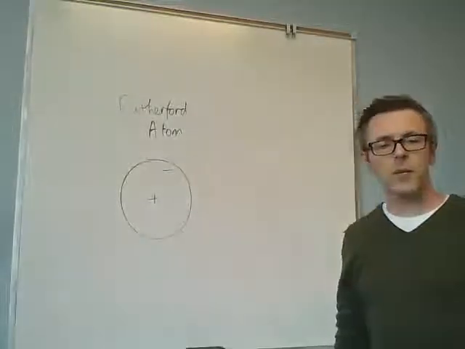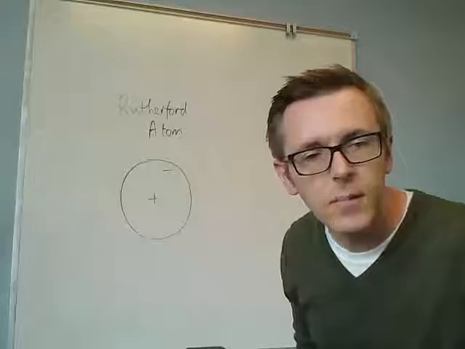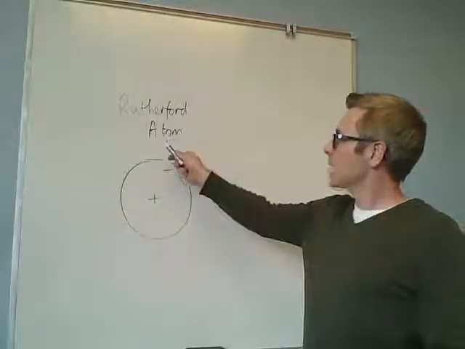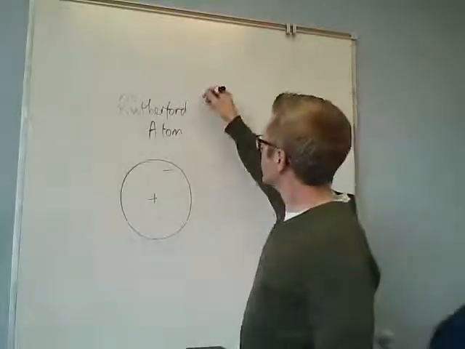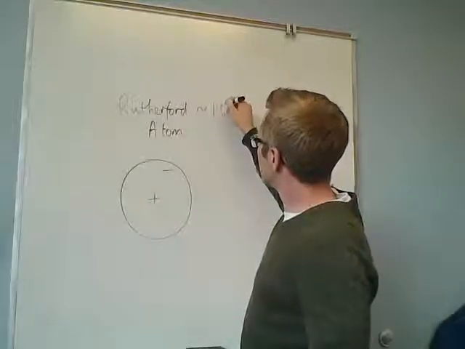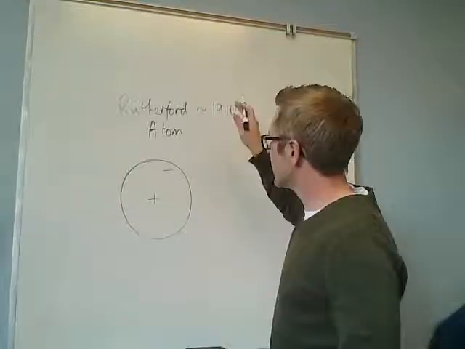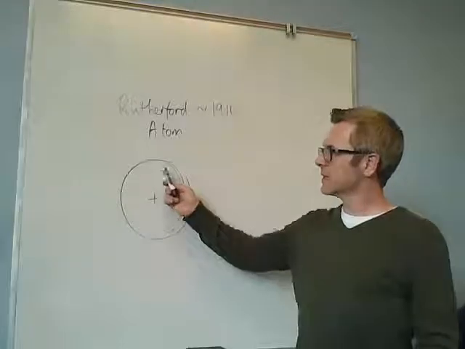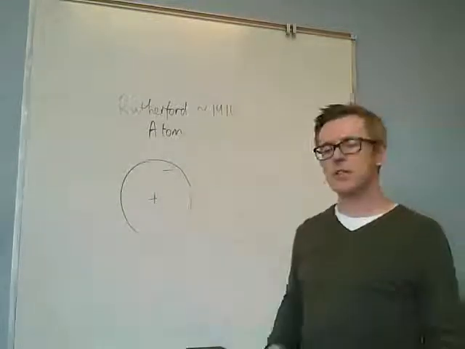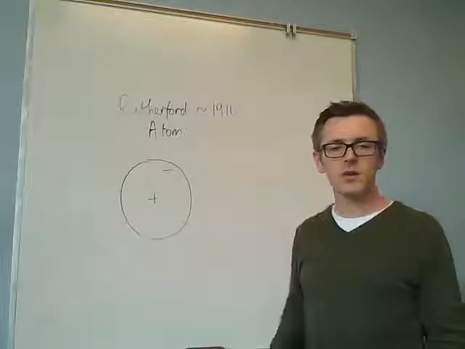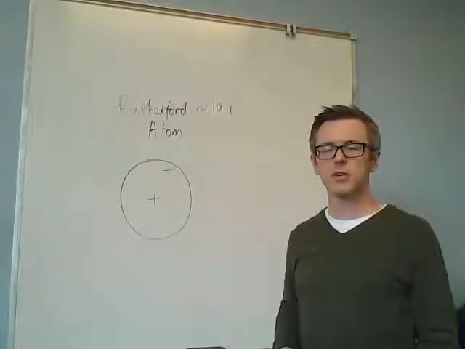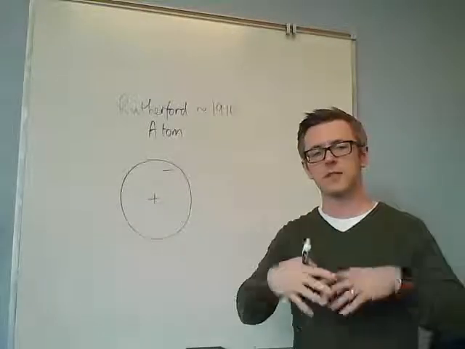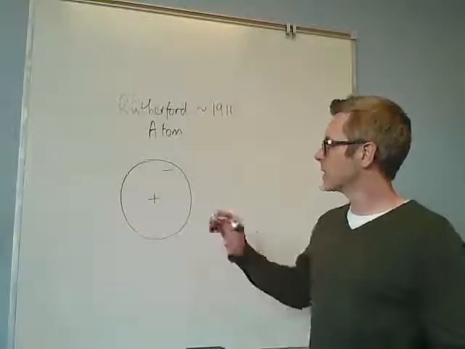So this is a cartoon representation of the Rutherford model of the atom. I hope you can see that. So Ernest Rutherford, around 1910-ish, came up with this model of the atom. Basically, it's got two features in it. You have a positively charged nucleus containing positively charged protons, and you have negatively charged electrons outside of the nucleus. But there's a problem.